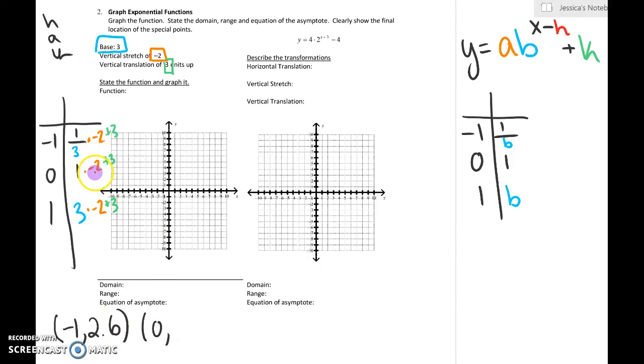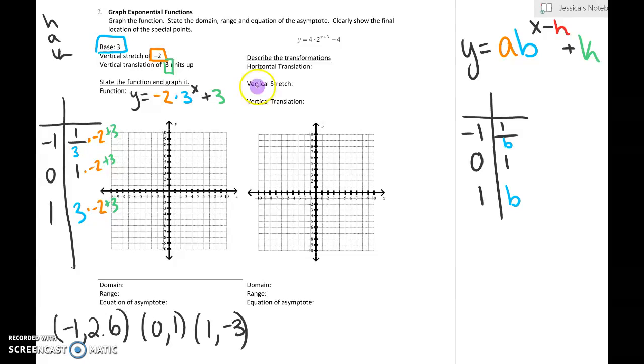That's going to be -2 plus 3. That's going to be 0, 1. That one didn't move. That's okay. And that's going to be 1, -6 plus 3, so -3. Okay. So what I'm going to go ahead and do before I graph those points is I'm going to first state the function and graph it. So y equals, my a value is -2. My b is 3, raised just to the x, and then plus my k, which is 3.